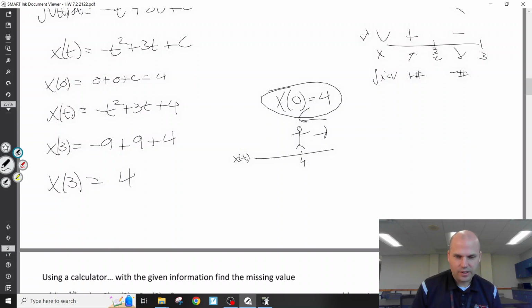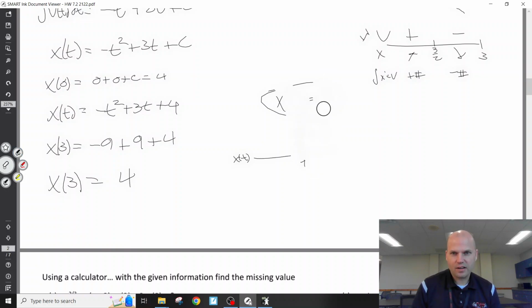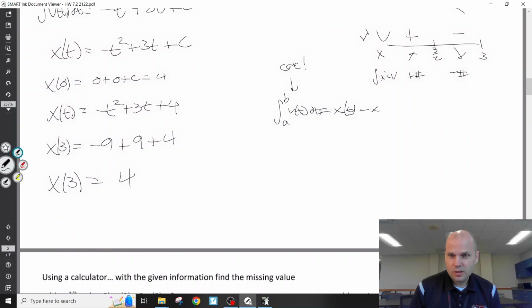If we have a calculator, and we know that our calculator can calculate this. This is done with a calculator. If we could use our calculator, this can be calculated. This is the other way to find our displacement, change in position.